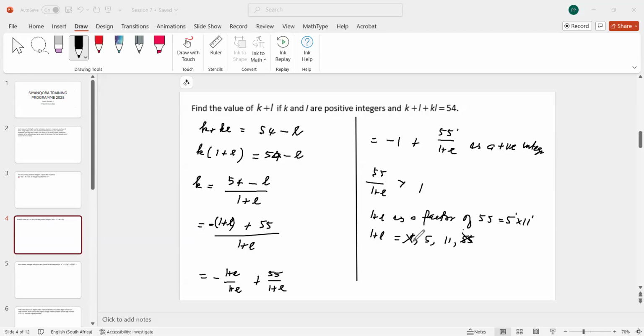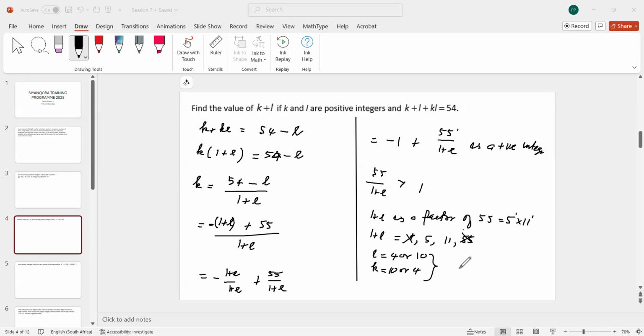So you have to use all these facts here. So 1 plus L is 5. It means L is equal to 4 or 10 in this case. And when you calculate K, you'll see that K is 10 or 4. I'm not going to do it, you just substitute it somewhere.